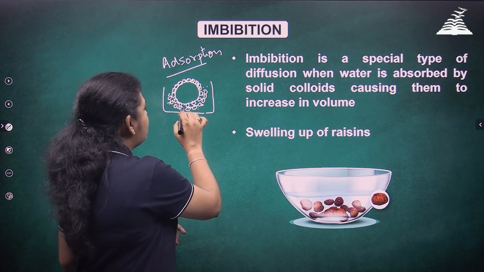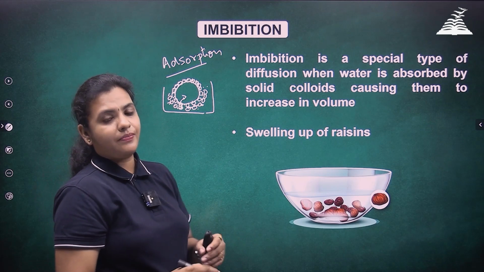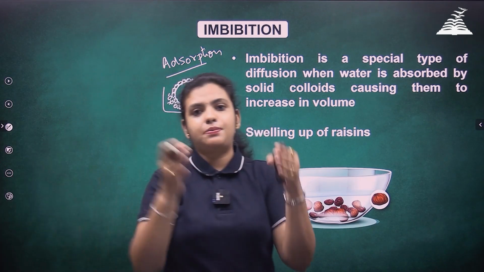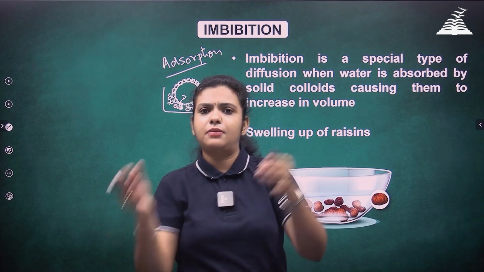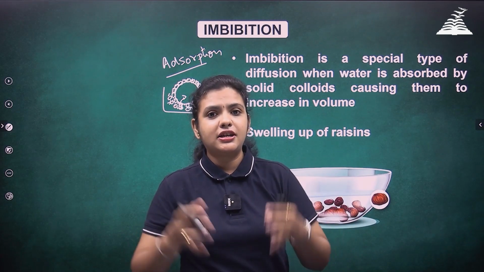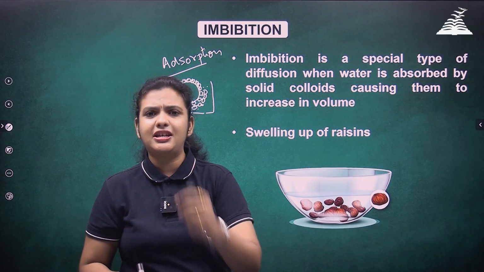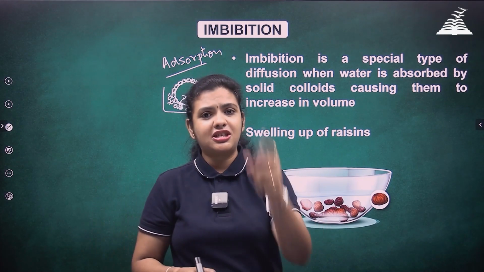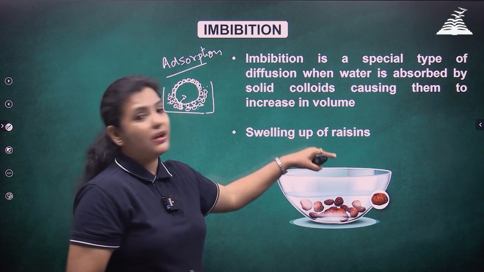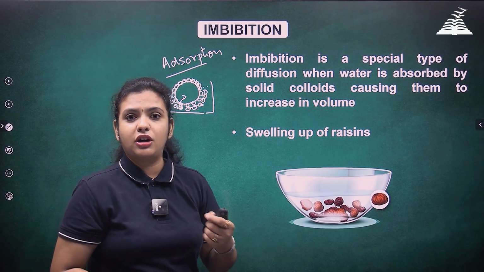The second layer will apply a pressure on the first layer. The first layer gets inside. The third layer applies a pressure onto the second layer, which applies a pressure to the first layer, which moves inside. So that is the process of imbibition, students. The very simple example of imbibition seen in question papers is swelling up of raisins, right? That is your dry grapes soaked in water.